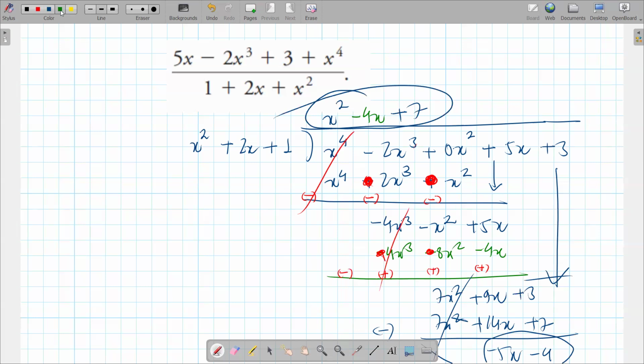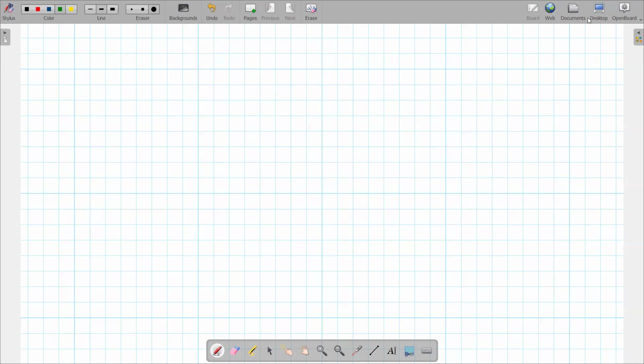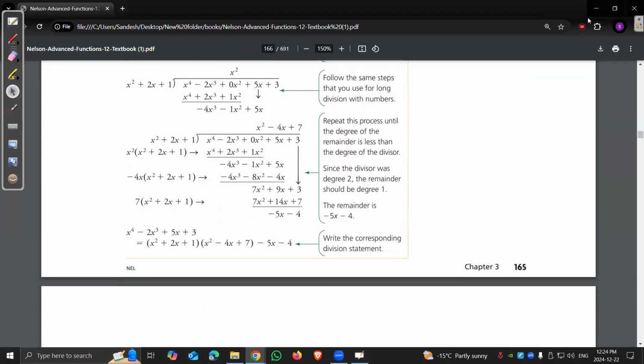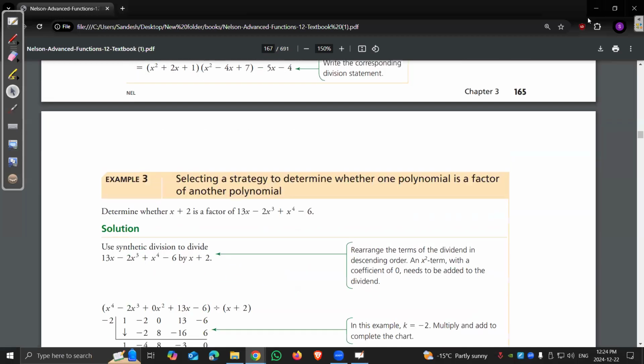Cool? So again, long division is not too difficult. You just have to practice a little bit.